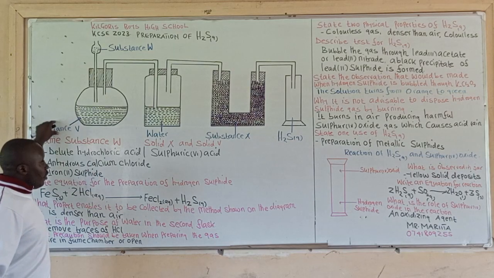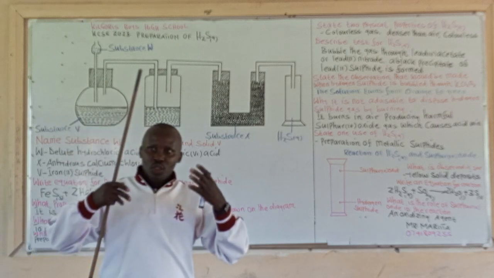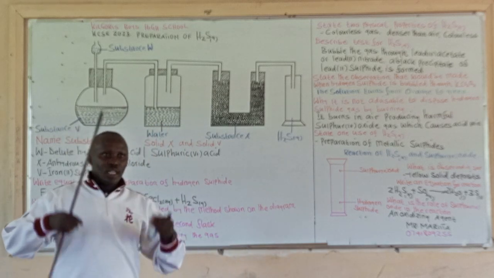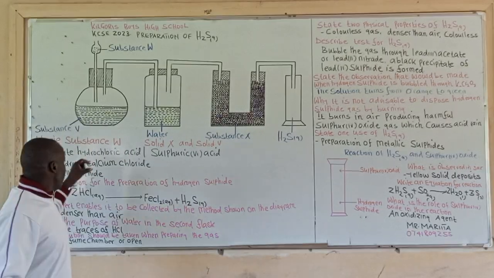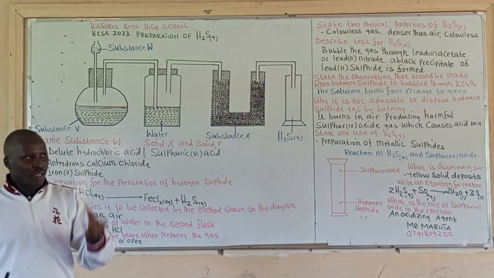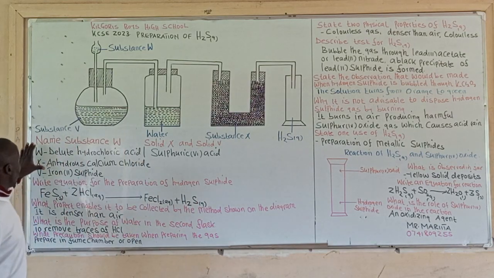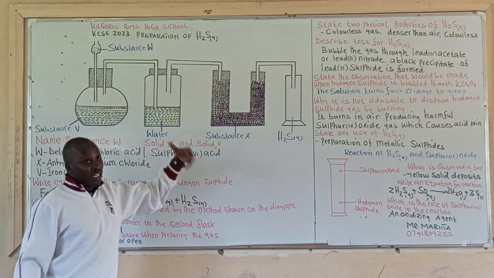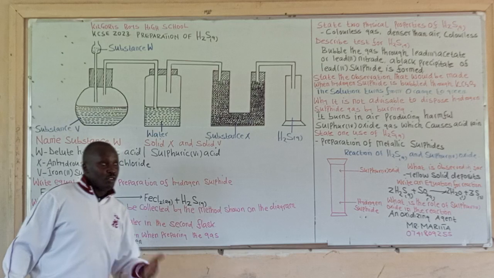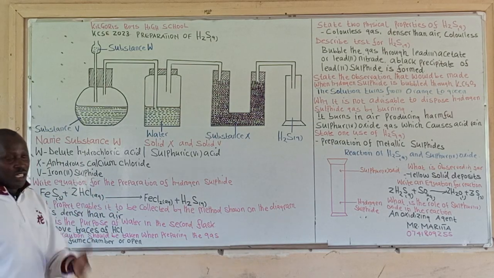When you talk of substance Y or solid Y, this one must be a sulfide which forms a soluble salt with the acid. The commonly used sulfide here is iron(II) sulfide, because it normally forms a soluble salt with the acid. Then we have this substance X, a reagent used to dry the gas. So W is dilute hydrochloric acid or sulfuric acid, and X is anhydrous calcium chloride, the best or the most suitable drying agent for hydrogen sulfide gas.